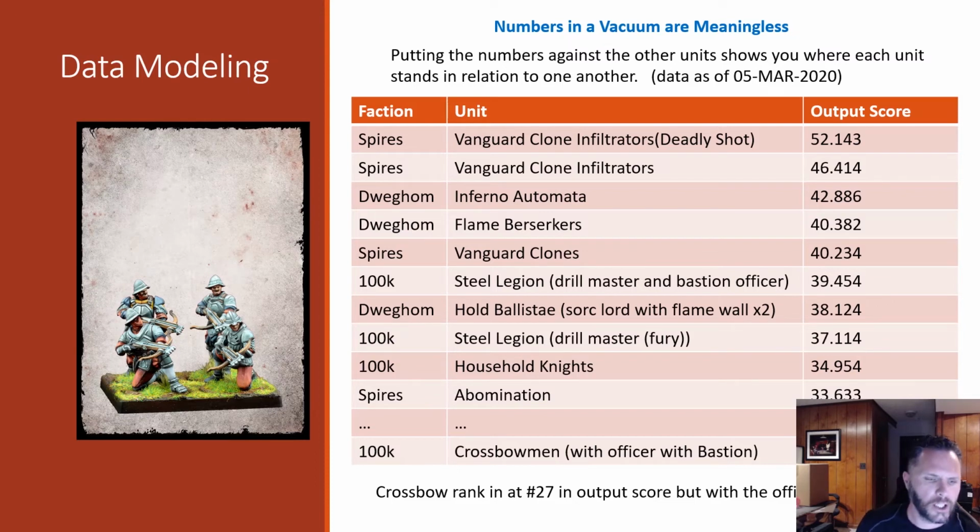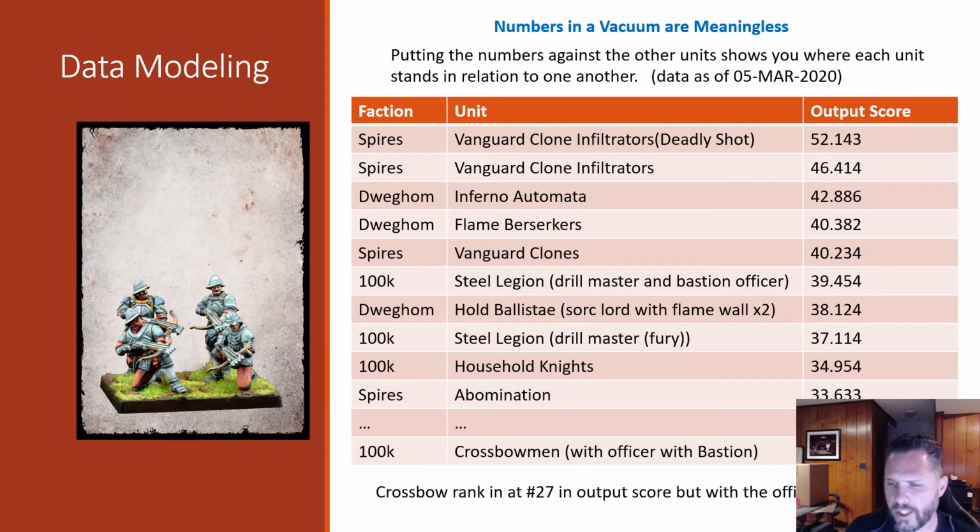Their normalized score actually doesn't even show up on this screen. You can see the first time we see crossbowmen at the very bottom is number 27, and that's when you include the officer that has Bastion. Number 1, the very tippy top, we have the clone infiltrators with deadly shot, and then the clone infiltrators. Those are right now the most powerful unit output-wise released in the game. And then we go down the list.